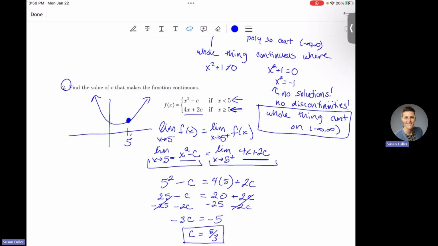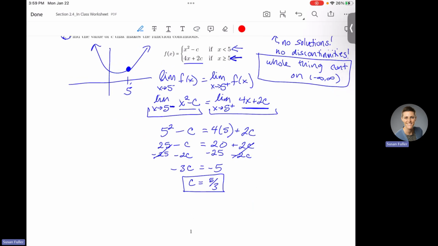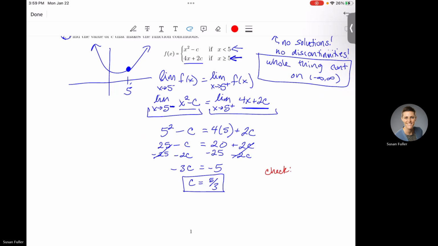That is the solution to this problem. A value of c of 5/3 will make this function continuous. Now, how can I make sure that I got this right? Well, let's check it. Using a c value of 5/3, I'm going to go through my continuity checklist and make sure that we are continuous at x equals 5.